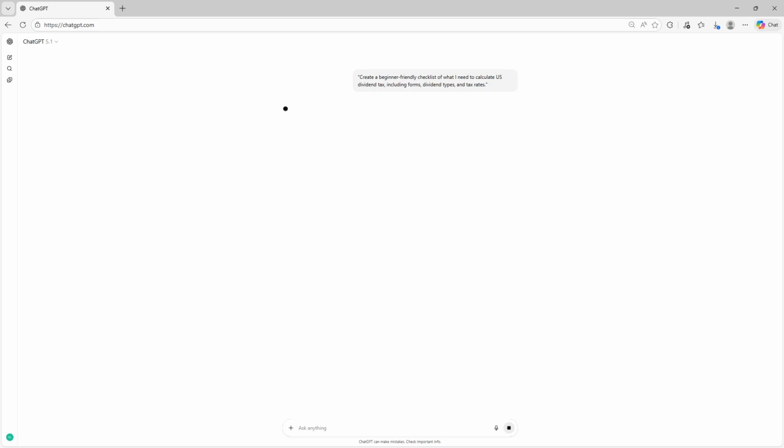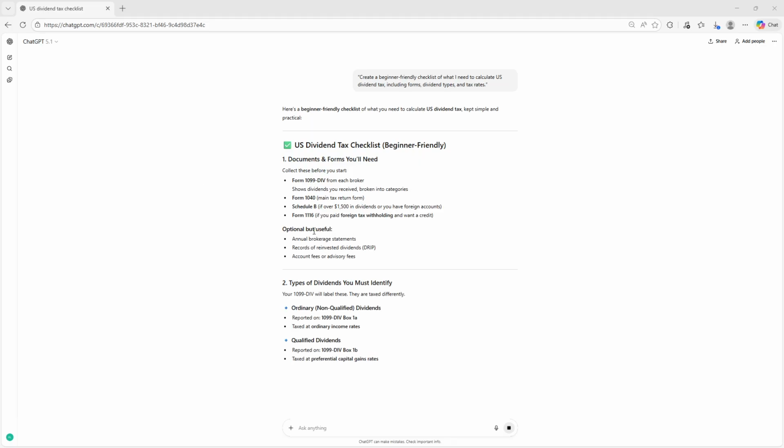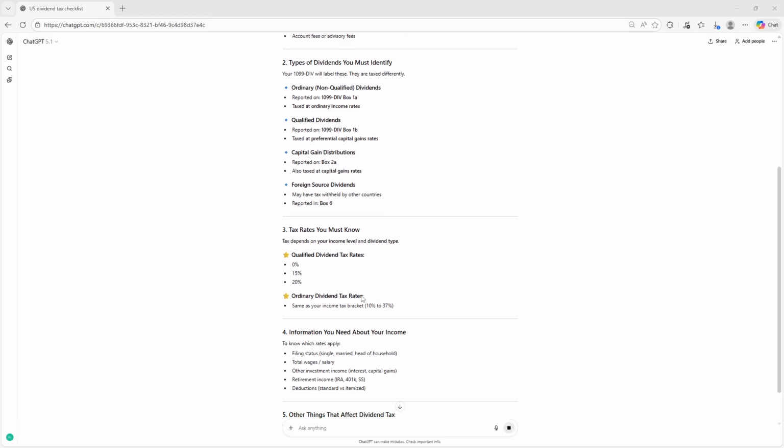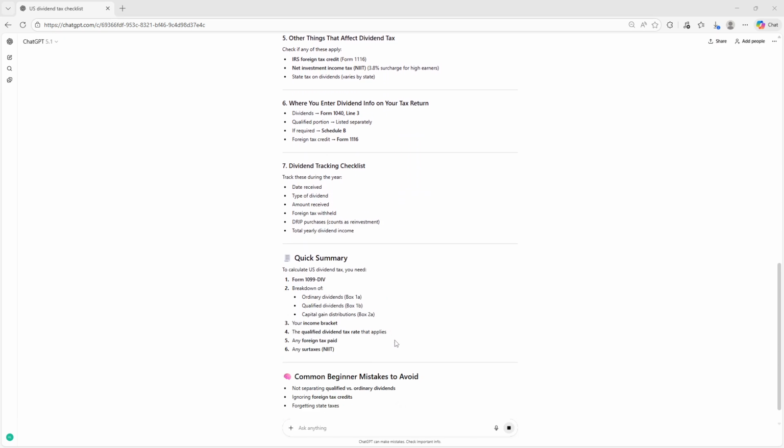Create a beginner-friendly checklist of what I need to calculate US dividend tax, including forms, dividend types, and tax rates. This gives you a clear overview of everything required before starting the calculation. Next, personalize the process using this prompt.